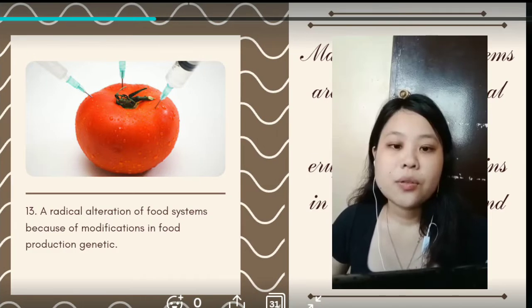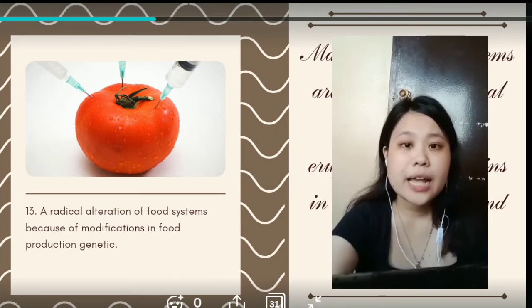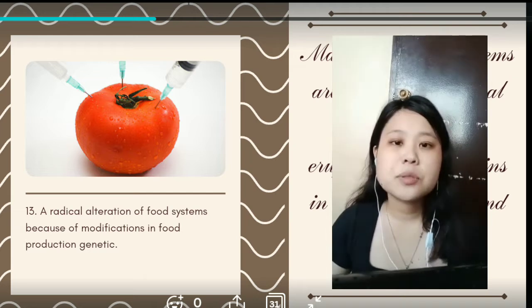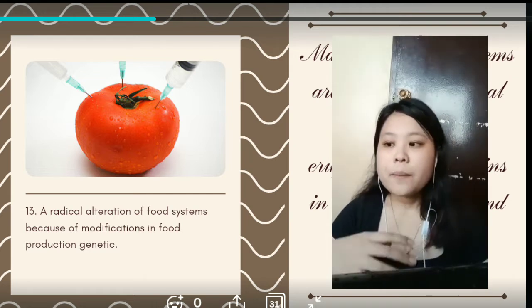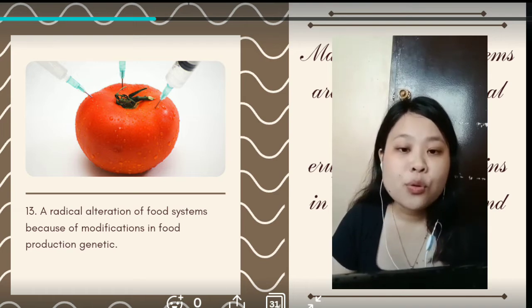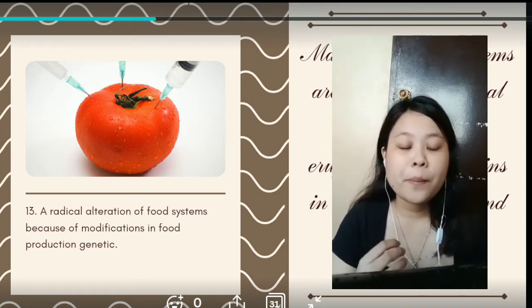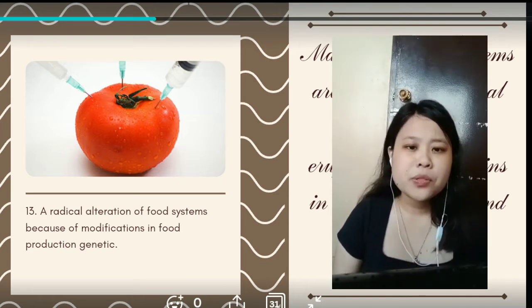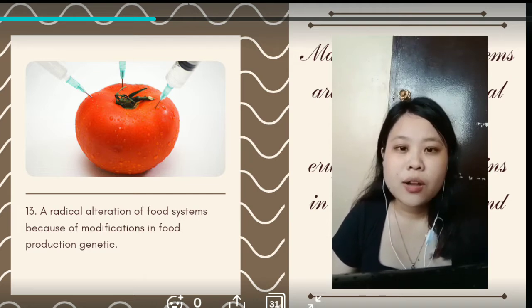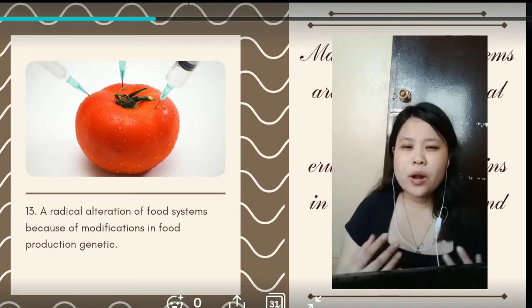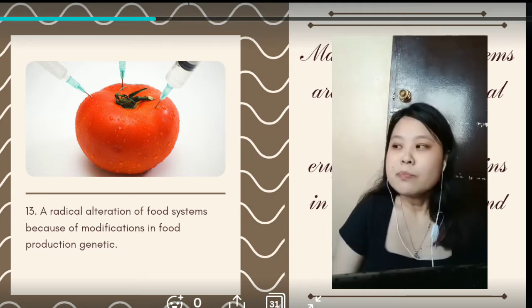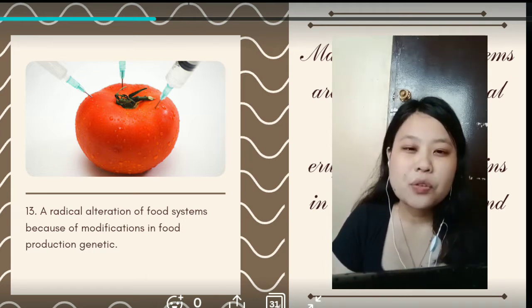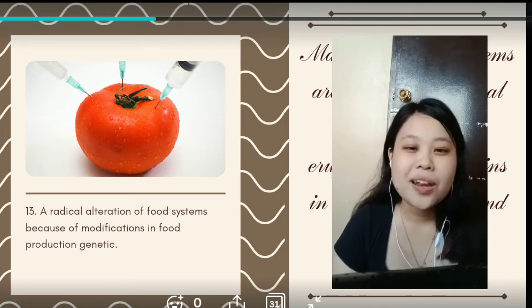Okay? So the last environmental problem that we have here is a radical alteration of food systems because of modifications in food production genetics. So in this one, it talks about how we consume and produce food, sa mga kausaban sa ato pag-consume o pag-produce sa food. In producing the food, there are a lot of changes again. One of that is, for example, in planting vegetables. Before, they used fertilizers, but the fertilizer that they used was very organic, like manure, di ba?